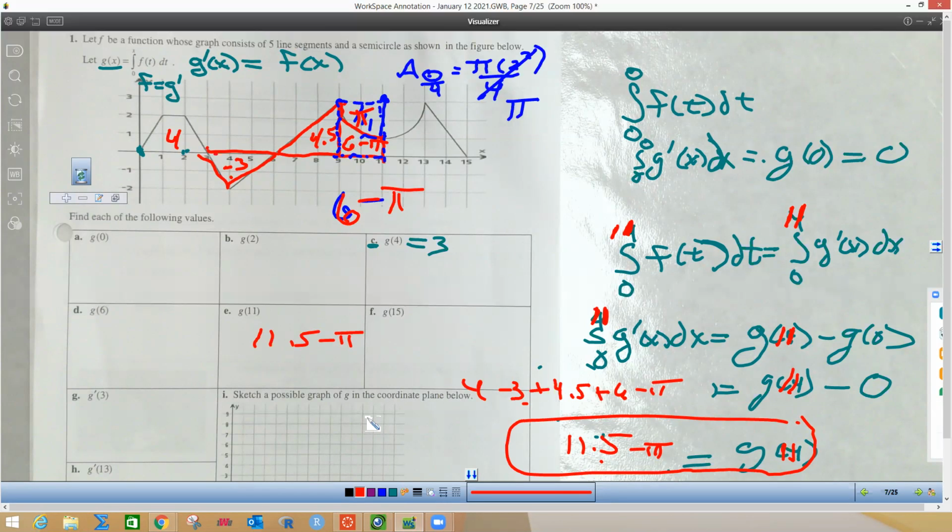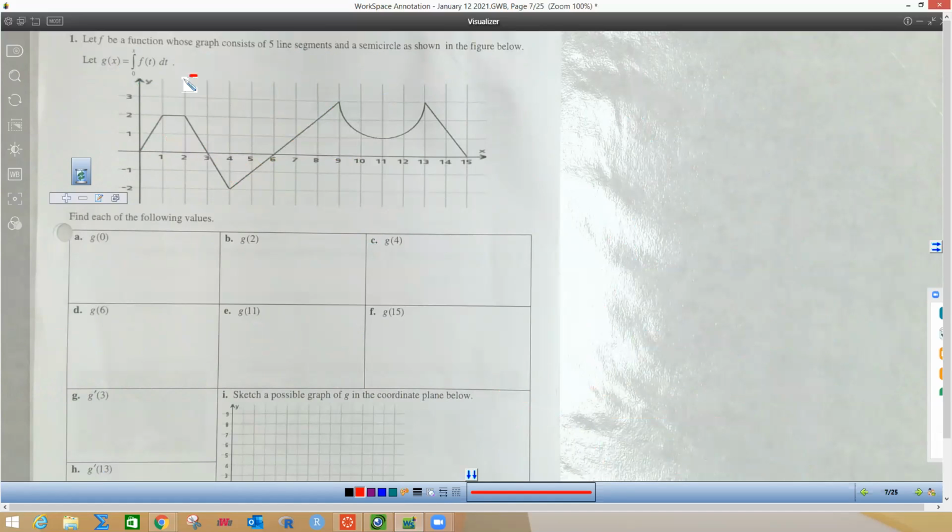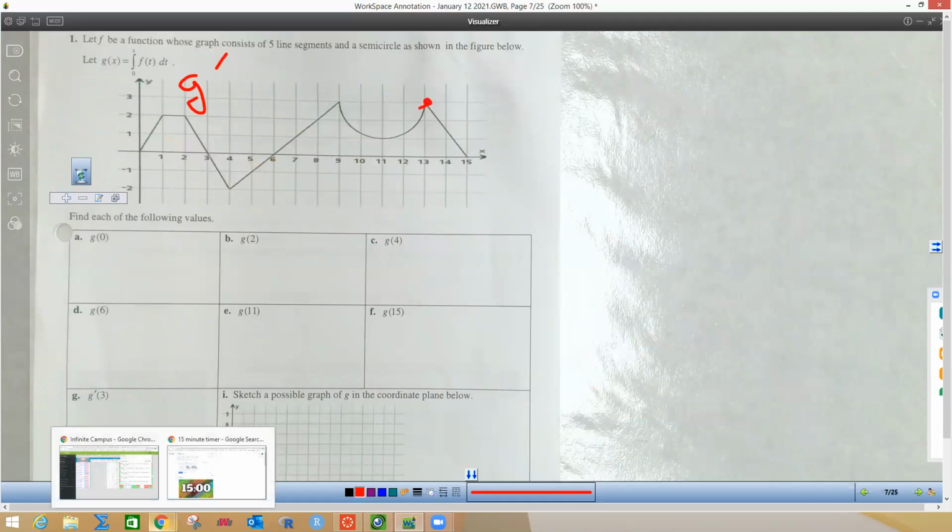I think somebody else had a different one. Did somebody here say a different one? H. We're going to do H. Now, H says, what's G prime of 13? Can anybody tell me what this is a graph of again? G prime. That's G prime. So all that wants is at 13. What's the y value right there? There's your answer. 3. Because that is the G prime graph.